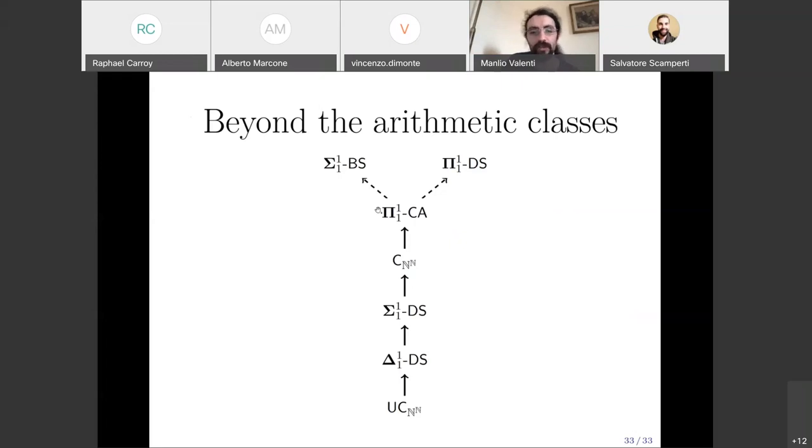So this is a small picture summarizing all the results for the non-arithmetic classes. As I said, Delta 1-1-DS is the first one that enters the picture. Then you have Sigma 1-1-DS, strictly stronger. Both of them are strictly below choice on the Baire space, and there's a huge gap, well, relatively huge, let's say, it depends on the point of view, separating C Baire from Pi 1-1 comprehension. Then you have these two problems right on top of all of the others, and yeah.